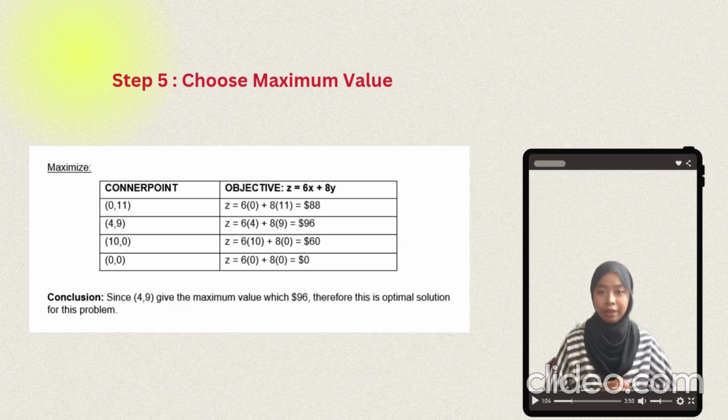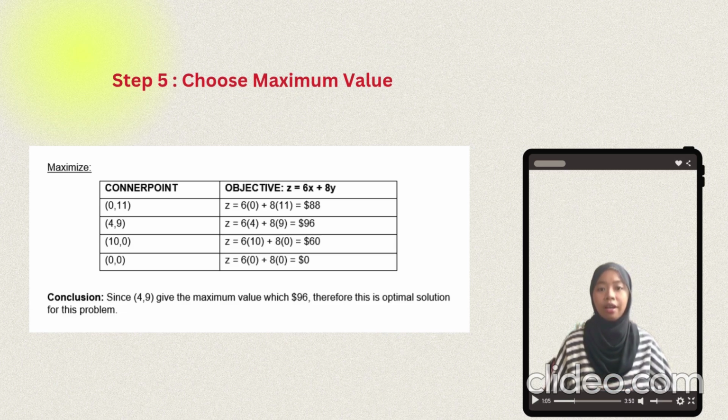At (0, 11), z equals 6 multiplied by 0 plus 8 multiplied by 11, which equals 88. At (4, 9), z equals 6 multiplied by 4 plus 8 multiplied by 9, so the answer is 96. At (10, 0), z equals 6 multiplied by 10 plus 8 multiplied by 0, equal to 60. At (0, 0), z equals 6 multiplied by 0 plus 8 multiplied by 0, which is 0.